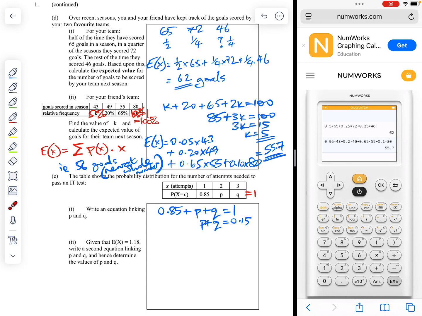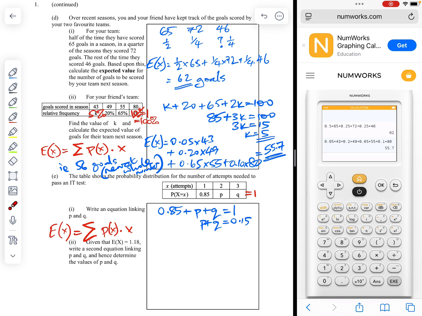Part 2. This time they are telling us the expected value, and then we're going to be able to work backwards in order to establish values for P and Q. So to start off with, we need to write a second equation linking P and Q. Let's remind ourselves that the expected value of x is the probability of x multiplied by the associated x value, and we want to add that up several times.